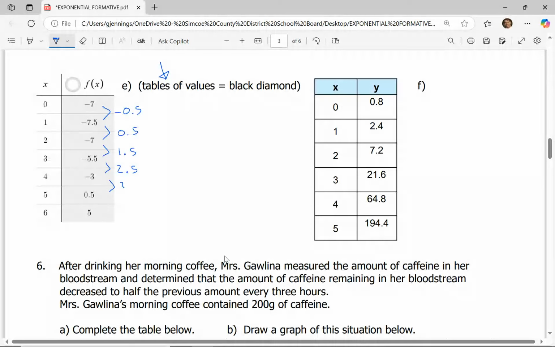That got bigger by 1. That got bigger by 1. That got bigger by 1. That got bigger by 1. And that got bigger by 1. And when you see second differences constant and non-zero, it's quadratic.